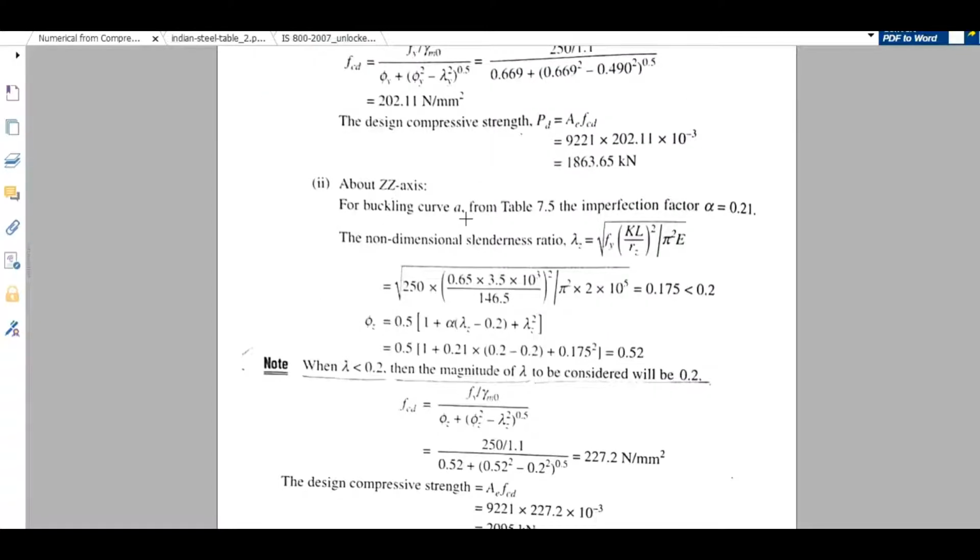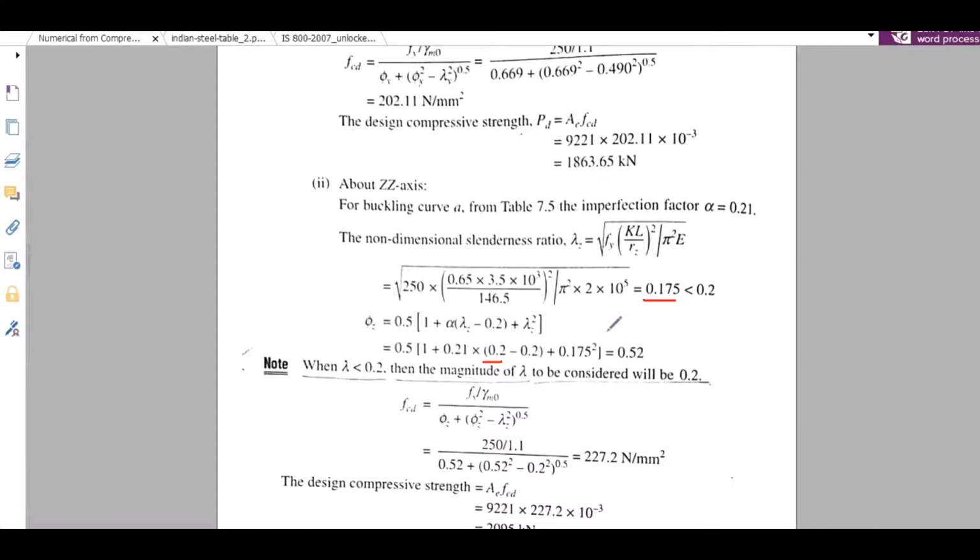The buckling class is B, as already mentioned in the first part. The imperfection factor for buckling class A you have to see from table 7, and using this alpha, you just have to find this lambda z for the z axis, and then phi z. In this phi z, this lambda z is how much? This lambda z should be 0.2, but what you got here is 0.175.